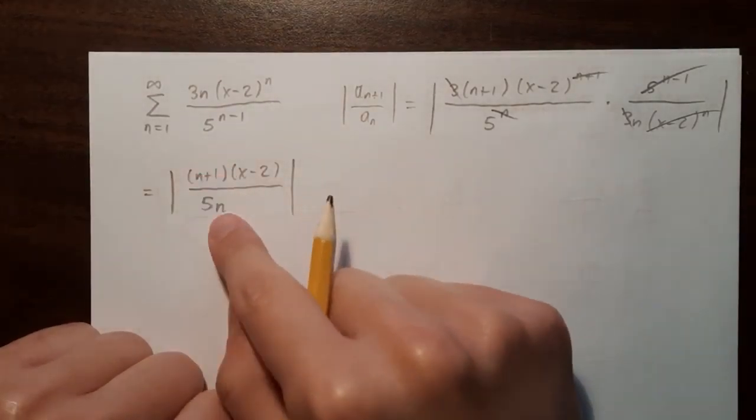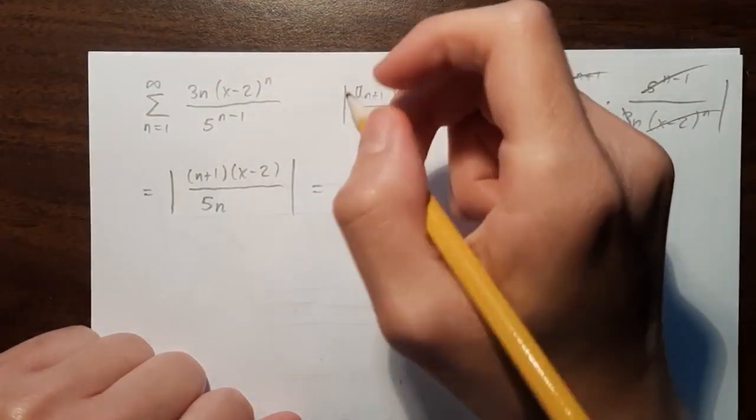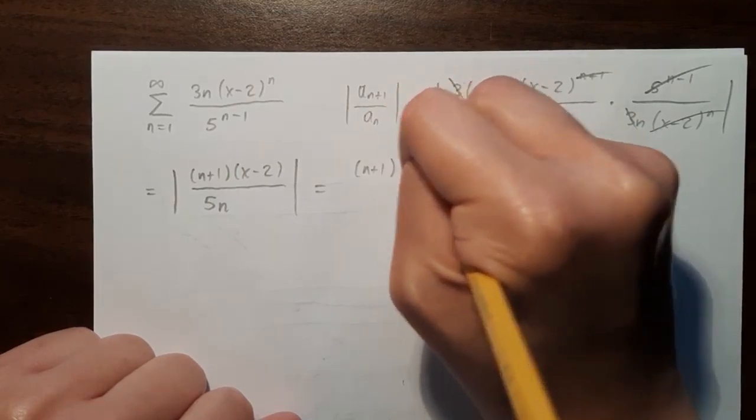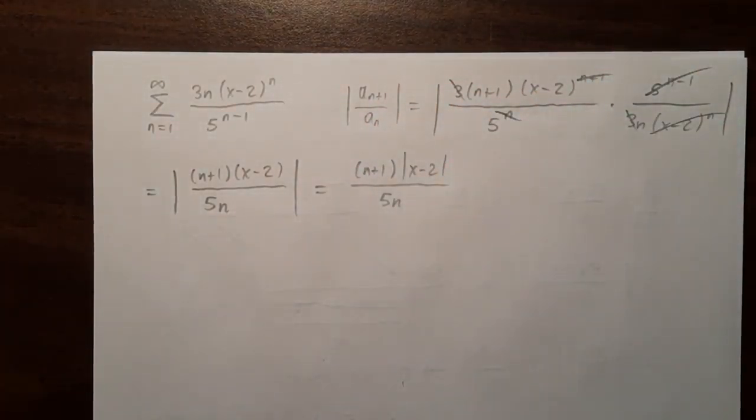All right, so I think all of these factors are positive, except possibly the x minus 2. So I will just condense all of the absolute values onto x minus 2 and free all the other factors from its iron grip. All right, so what we're left with is this maybe awkward-looking thing. But again, what are we trying to do here?